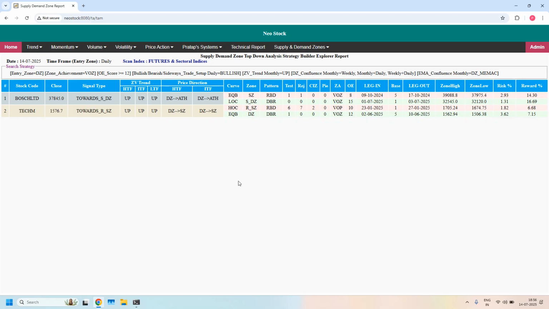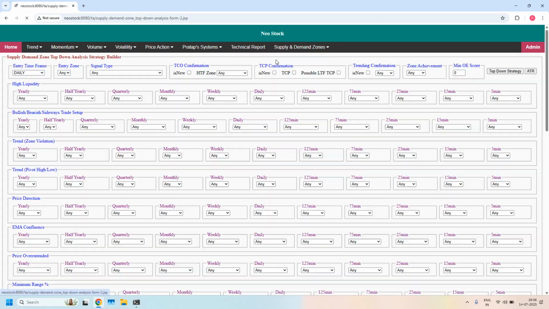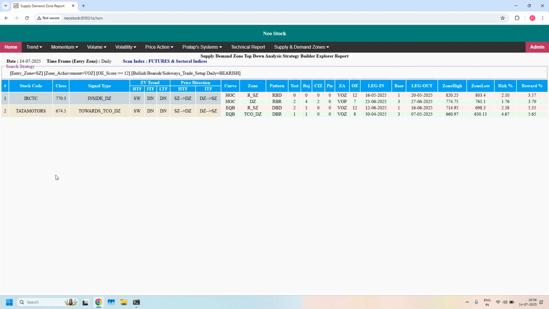Okay, next we will look into bearish trade setup for monthly income trade. For bearish trade setup, entry time frame daily, entry zone, supply zone. Here at daily, I am selecting bearish, zone achievement VOZ, minimum order enhancer score 12. We got 2 stocks.